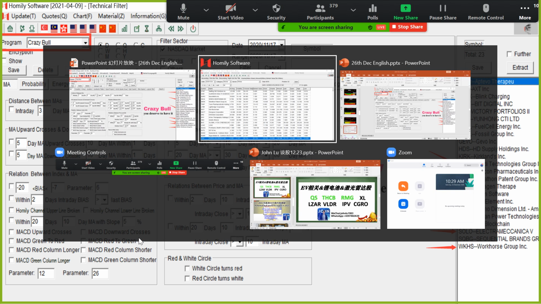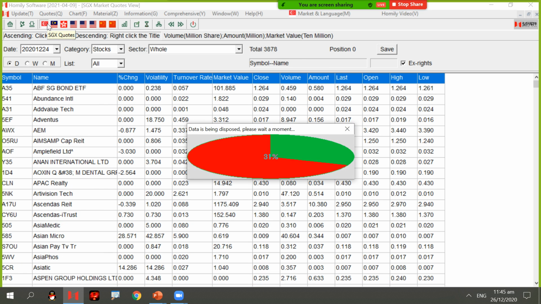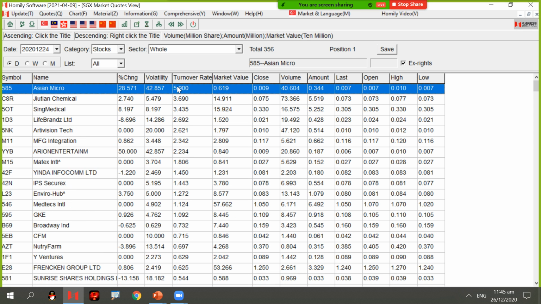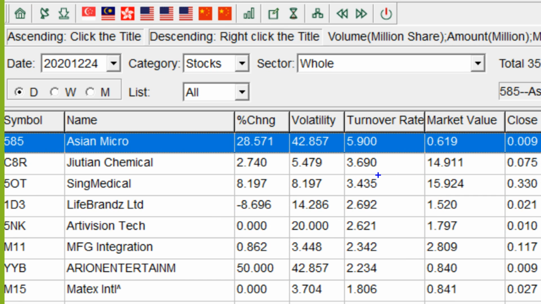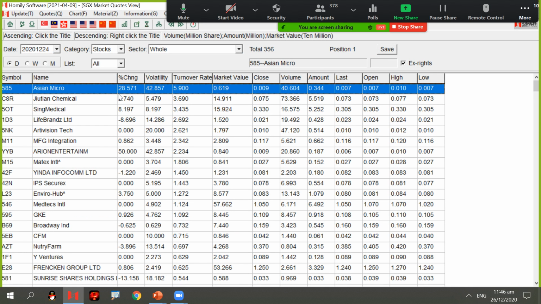Let me show you. Singapore market. Then we use the turnover rate. The number one only 5.9%. Then number two, Jiutian only 3.6. Sim Medical only 3.4. Then no meaning. So we have no choice. For Singapore, I designed another one. Never mind. I will show you.